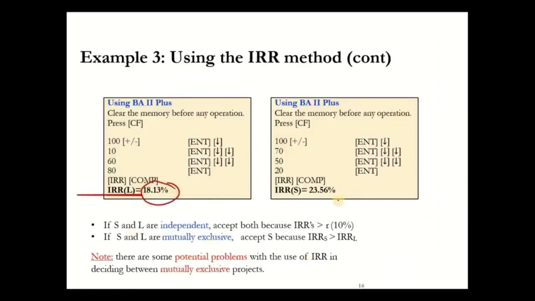If you see the solution, you will get 18.3% for the first project, and for the second you can find it the same way. It will be 23.56. So we should select project S because it is giving us the higher IRR. I hope you got it.